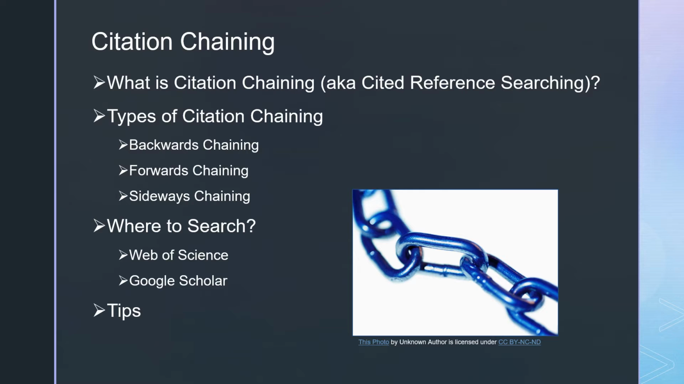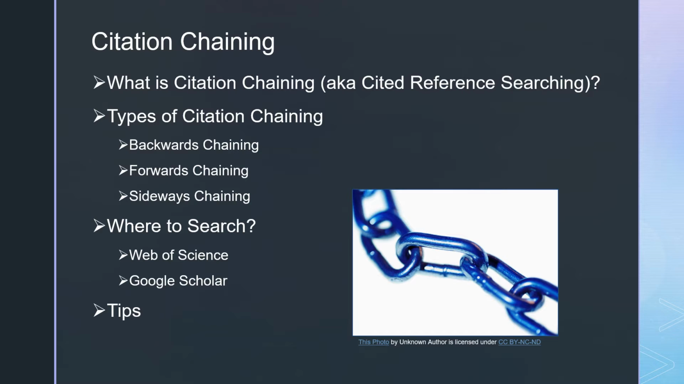Citation chaining, also known as cited reference searching, is a method of researching that identifies articles and other resources that cite and are cited by a resource that you have already found. One source links to another, forming a chain of relevant literature. You can use citation chaining to identify other researchers with common interests, to discover how an idea has been confirmed, applied, or developed over time, to find additional relevant sources, and as an indicator of a publication's influence.